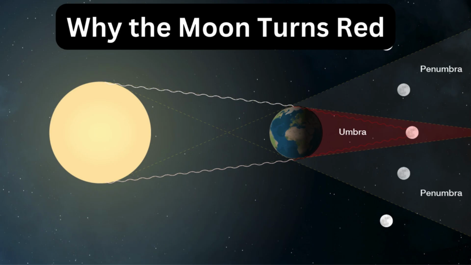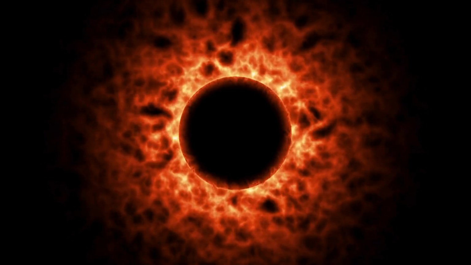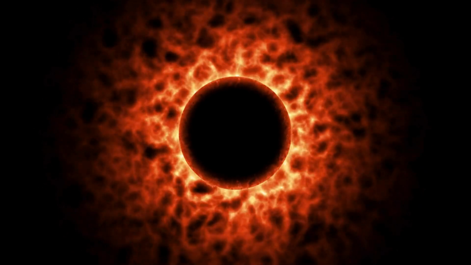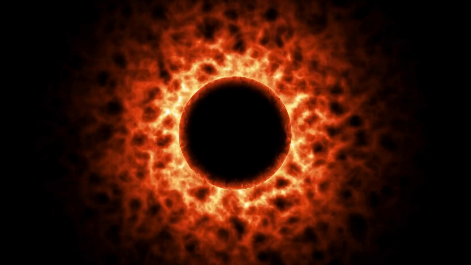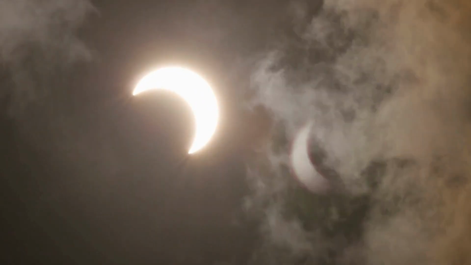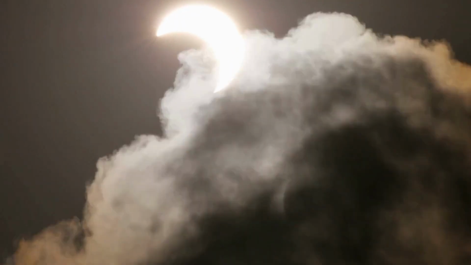Why the Moon turns red. One of the most captivating features of a total lunar eclipse is the reddish tint the Moon takes on during totality. This phenomenon is caused by Rayleigh scattering, the same process that makes sunsets and sunrises appear red. As sunlight passes through Earth's atmosphere, shorter wavelengths of light, like blue, are scattered in all directions. Longer wavelengths, such as red, are refracted and directed onto the Moon's surface. The result is a dim, coppery glow that has fascinated observers for centuries.